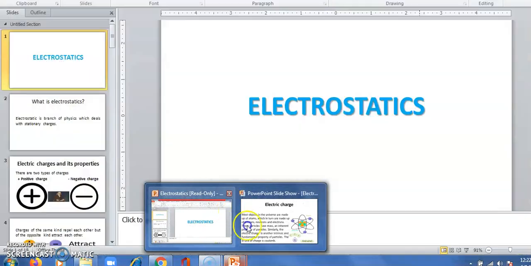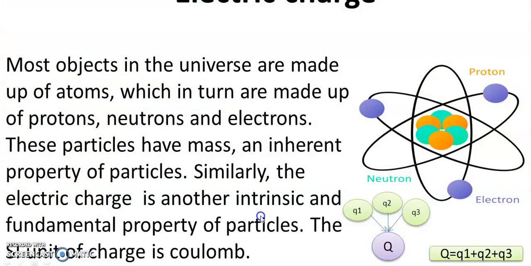The SI unit of charge is coulomb. Most of the objects in the universe are made up of atoms, and these atoms in turn are made up of protons, neutrons and electrons. These particles have mass and they also have electric charge, which is a property of the particles, and the SI unit of such charges is coulomb.